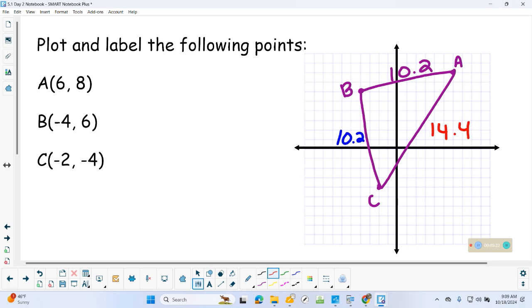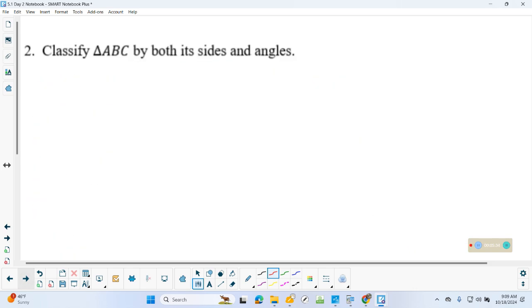So, the next question, of course, asks us to classify by sides and angles. Well, let's do sides right now. Two congruent sides, what is the vocab word for that? Isosceles, we said. So I'm just gonna put isosceles. Okay, let's go back to the picture because we have to decide by the angles.